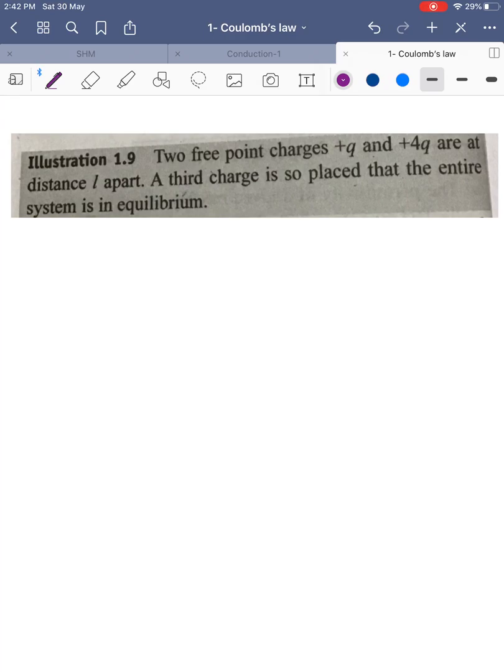Okay, in the last video I discussed two equilibrium positions. In this class we are going to look at the overall system, the entire system, in equilibrium. Entire system in equilibrium means the force on each charged particle is 0. He is saying two free point charges.